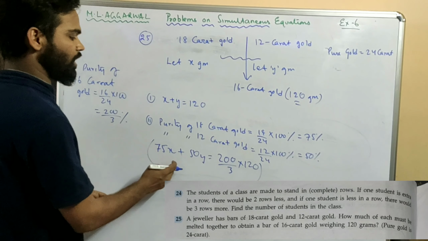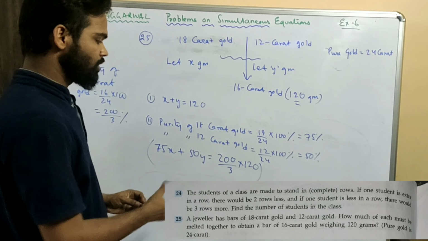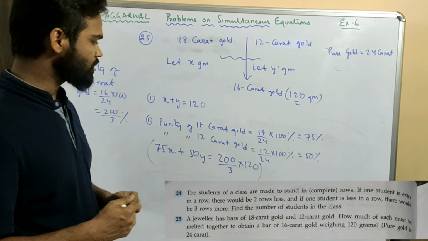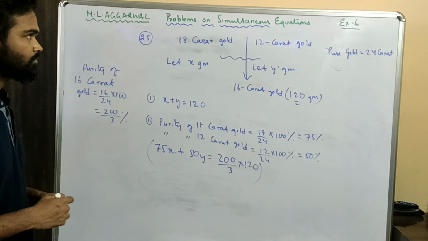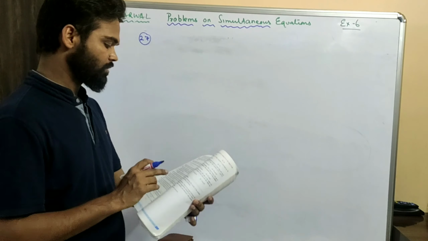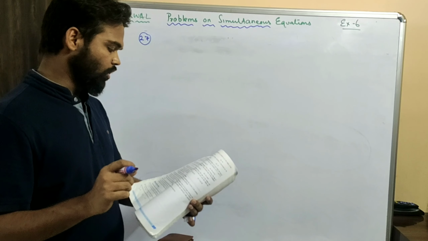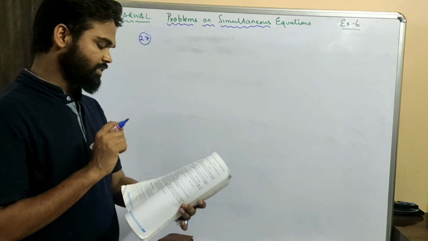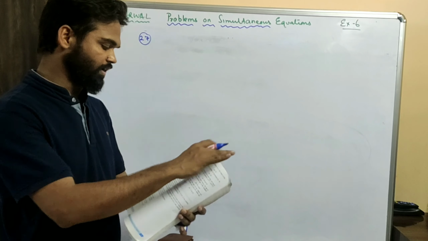I'm not given 100 because 100 ultimately cancels out. So this is my second equation. Done. Now we look at the next sum. Sum 26 they have already solved. I'll solve 27. They have given the hint for 26, so I'm not solving it.